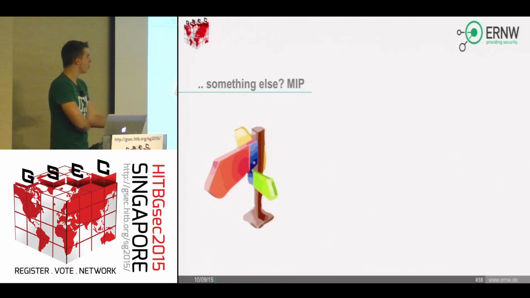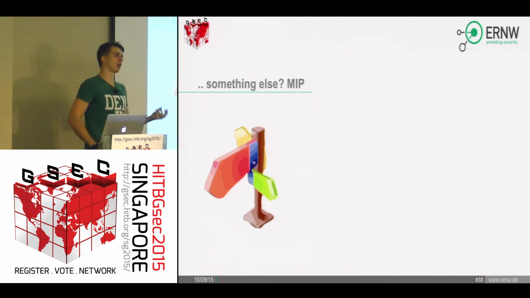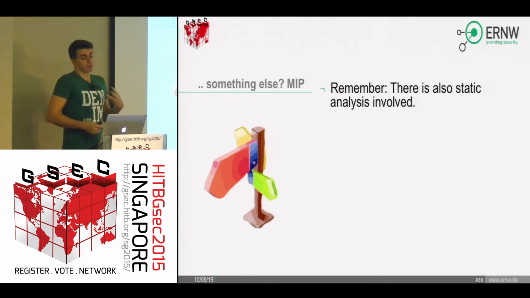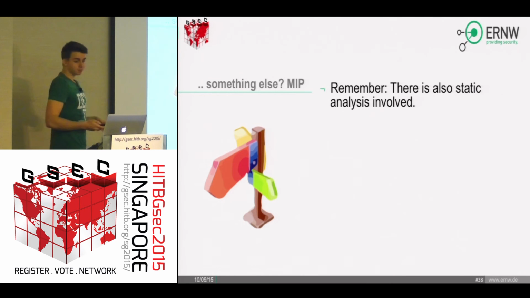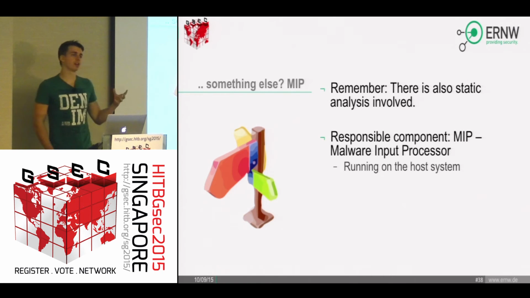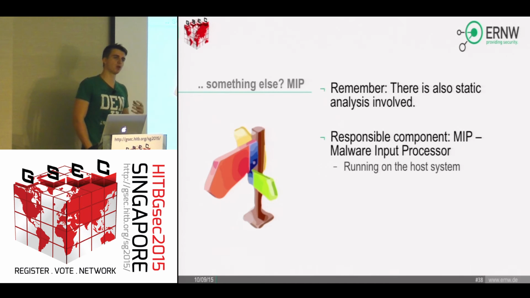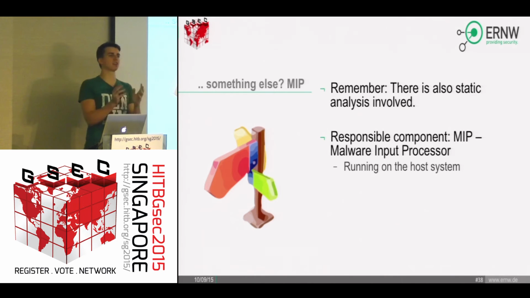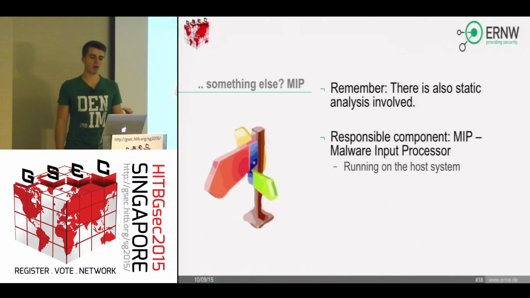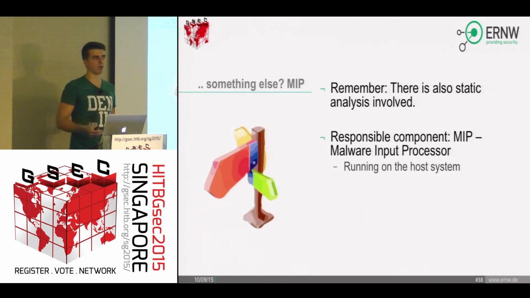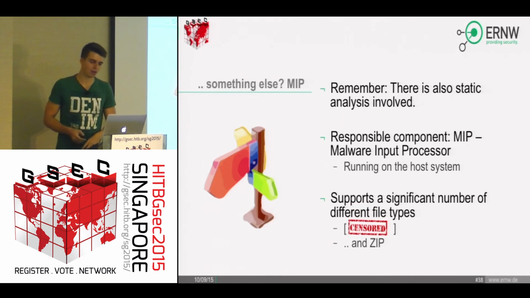Now, we still have a component left. This is the stuff you would look at if you want to really exploit this in the wild. This is MIP, which is responsible for the static analysis, and stands for the malware input processor. One interesting design decision is that it's actually running on the host system. So it's not running in a virtual machine, instead it's running on the normal operating system. Which of course means that if you have a vulnerability in the malware input processor, you are not in some kind of VM anymore, instead you're directly on the operating system and have compromised the appliance.